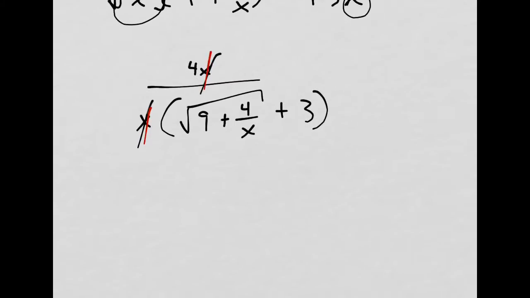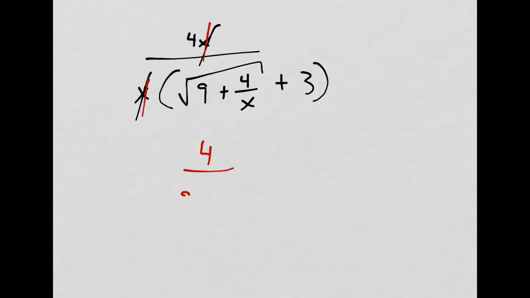So I have 4 over the square root of 9 plus 4 over x, underneath the radical, plus 3.